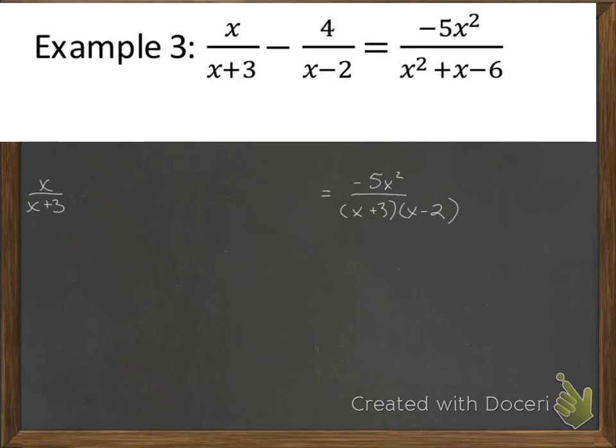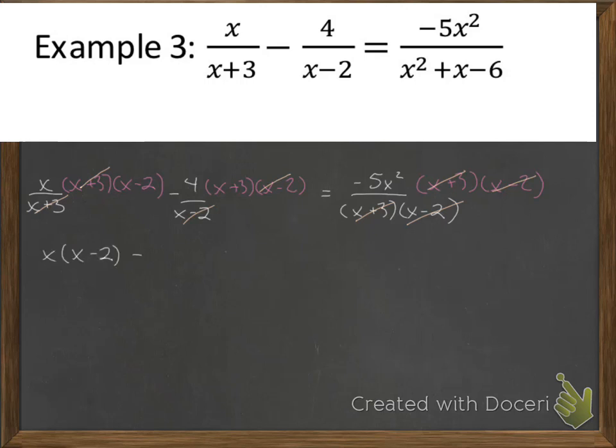And I'm kind of out of room here, so let me do this. So I'm going to multiply this by x plus 3 times x minus 2, minus 4 over x minus 2, okay, times x plus 3 times x minus 2. Okay, so then the fun begins when we can cancel things out. Cancel, cancel, cancel, cancel. Okay, so now what? Well, let's go ahead and rewrite this without the canceled terms and see what happens.